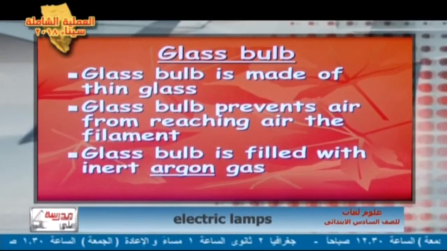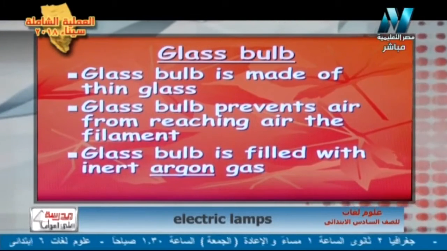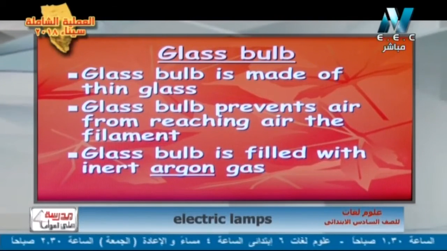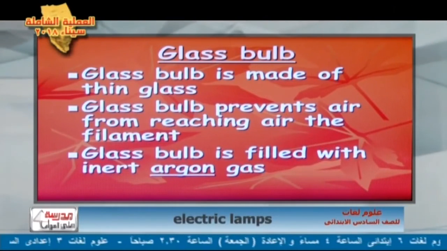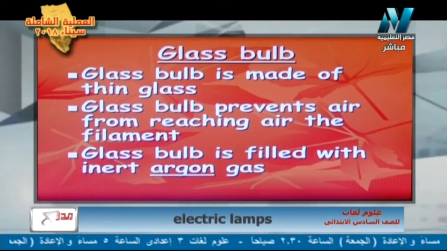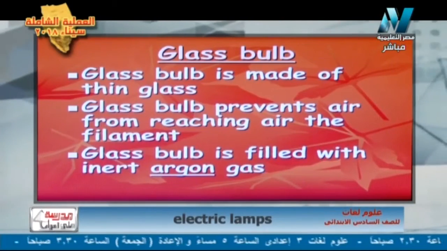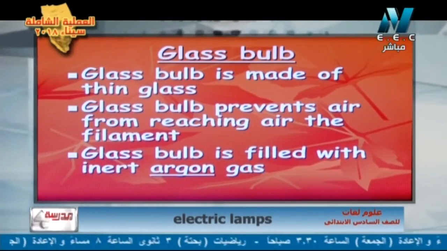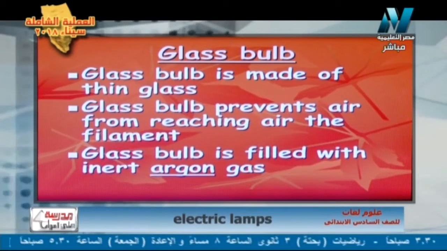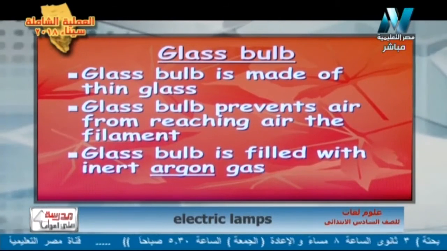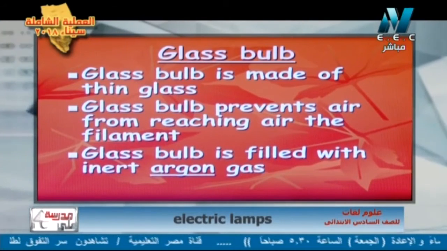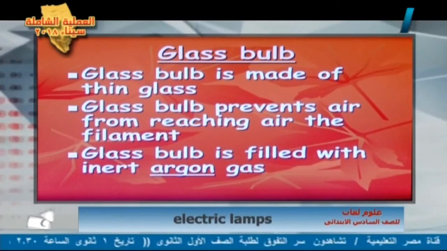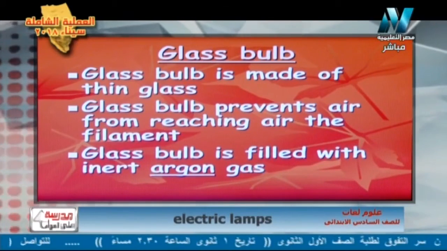So what about the glass bulb? The glass bulb is a very important structure in the lamp because it prevents air from reaching the filament, and thus prevents burning. If air reaches the filament, burning will happen and it will cause cutting of the filament and the decay or decomposition of the lamp. The lamp is ruined. Again, the glass bulb is made of thin, transparent or sometimes semi-transparent glass.